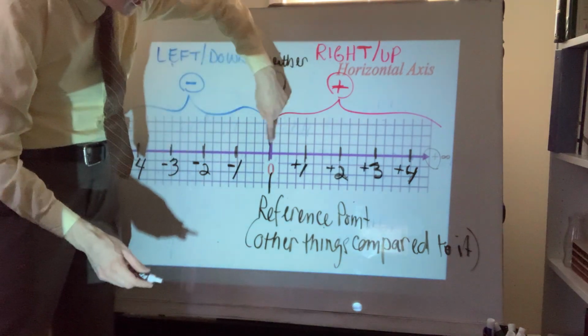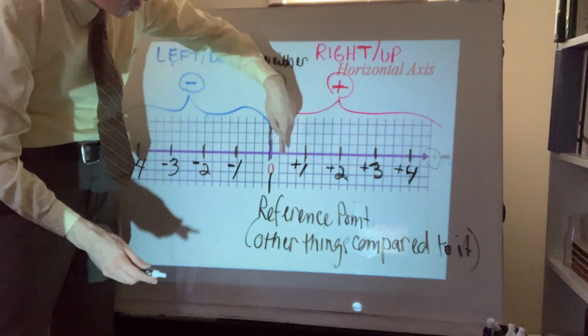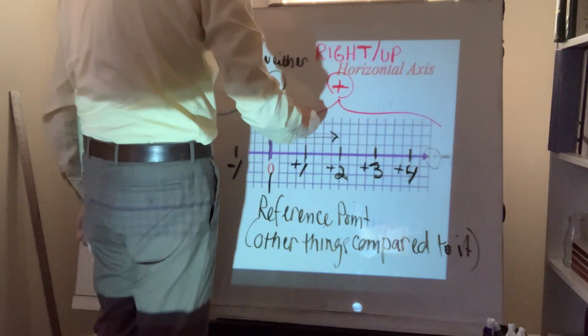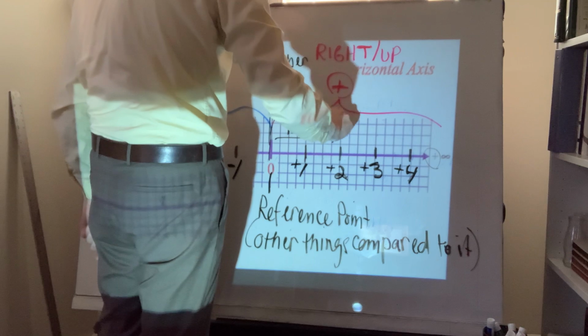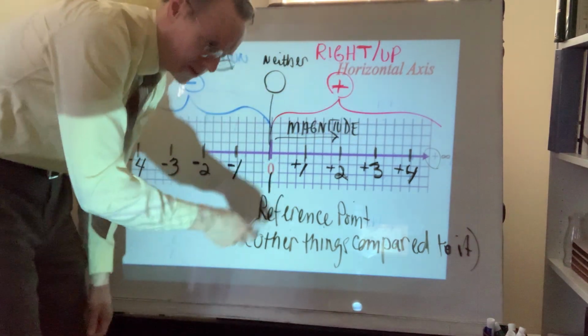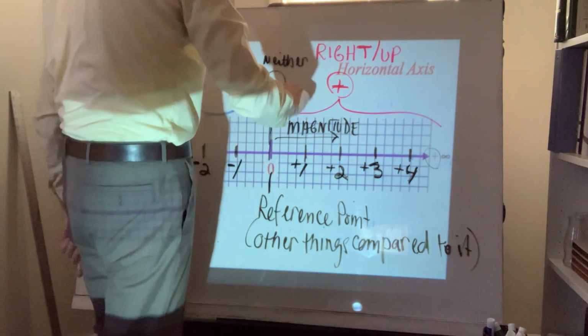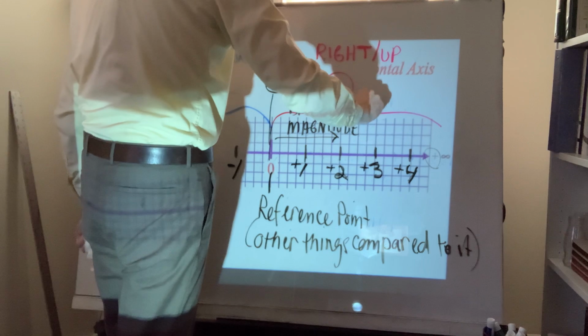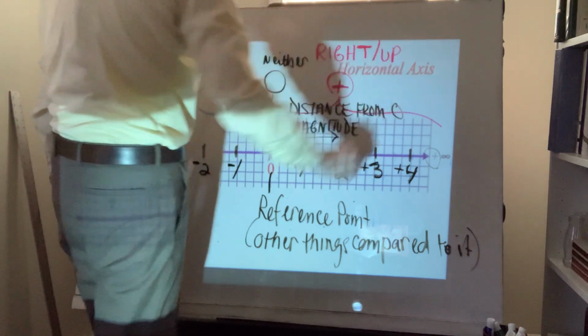How far away is the number +2 from 0? It's this magnitude. Right. Magnitude is a word that you will hear a lot. It gets thrown around a lot. All it means is basically distance from 0. Right. That reference.